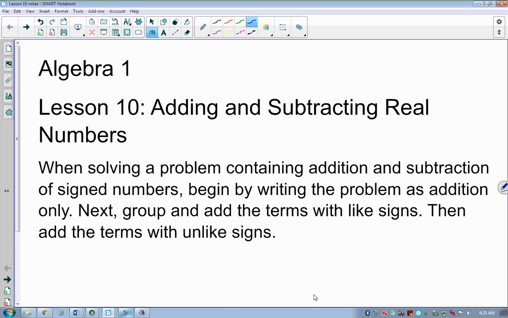Algebra 1, Lesson 10, Adding and Subtracting Real Numbers.